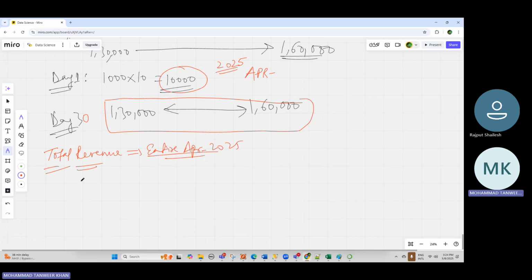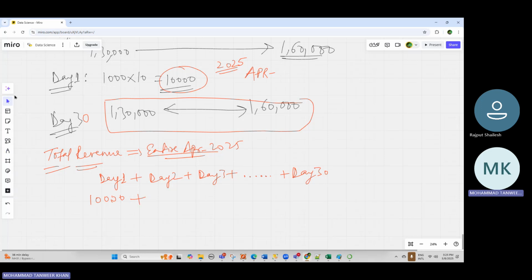It means what you have to do here, you have to add day one revenue plus day two revenue plus day three revenue, right? So like this, you have to keep on adding till day 30. But the challenge is the numbers are not static, they keep on increasing. So day one it was 10,000. I will show you for negative as well. Day one it was 10,000. So day two it was how much?